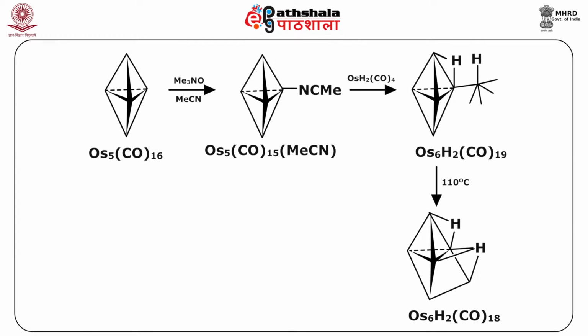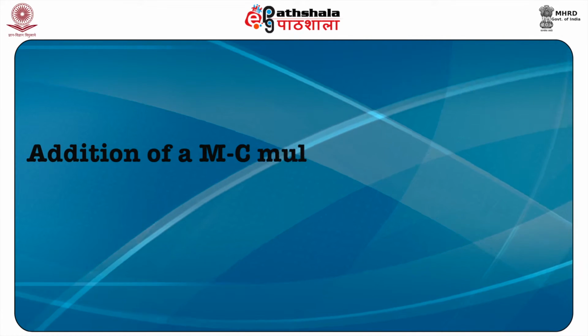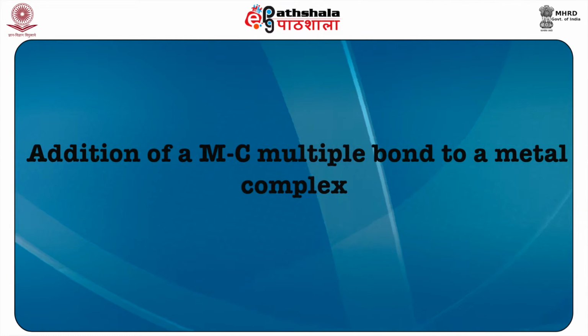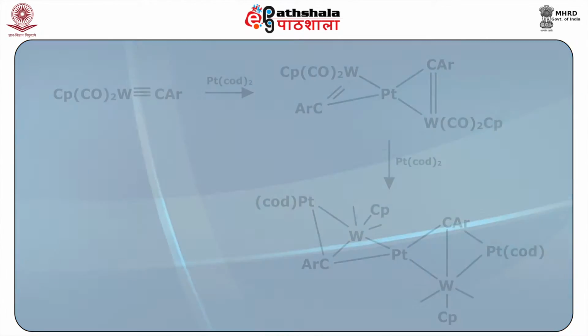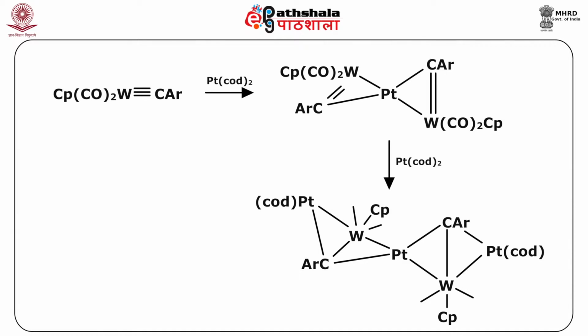By addition of a coordinatively saturated cluster to an unsaturated cluster via a bridging group, in this method, hydride is used to link the coordinatively saturated species to the unsaturated cluster. It is shown here. By the addition of a metal-carbon multiple bond to a metal complex, this method was developed on the basis of isolobal analogy.